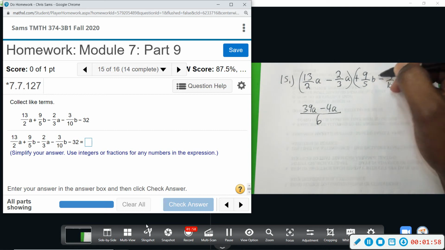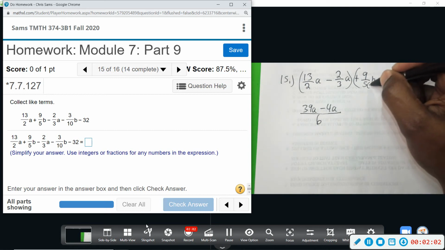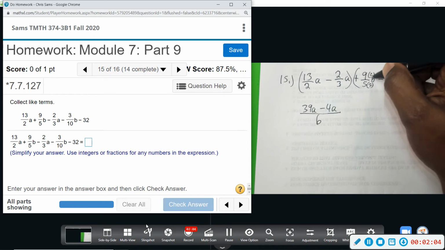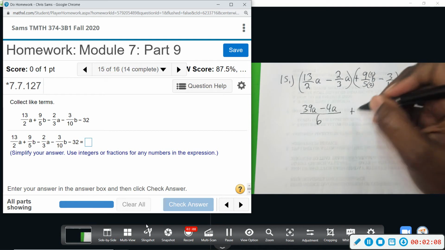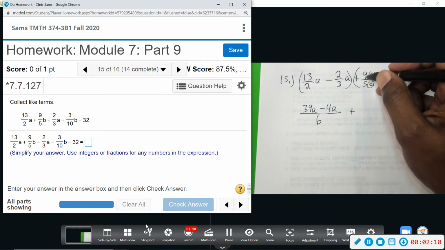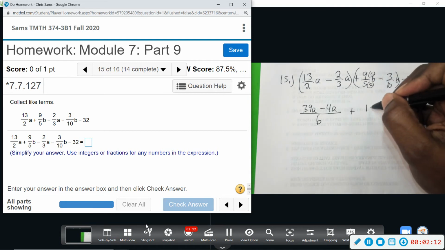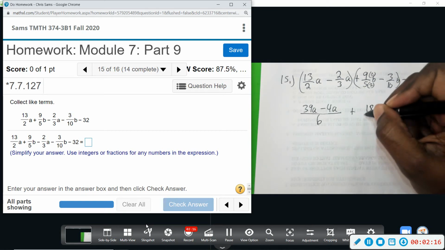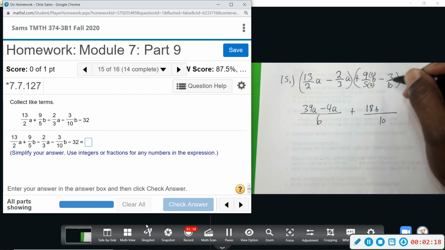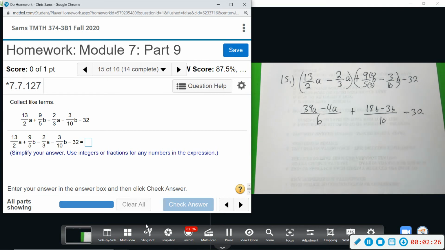And then for the common denominator here, I can just multiply by 2 to get that 10. So times 2 and times 2, top and bottom. So I'm just going to go ahead and say plus. We'll figure out the sign later. 9 times 2 will give us 18, and then it's over 10. This will stay the same, so minus 3. All right, and then minus 32 at the back.